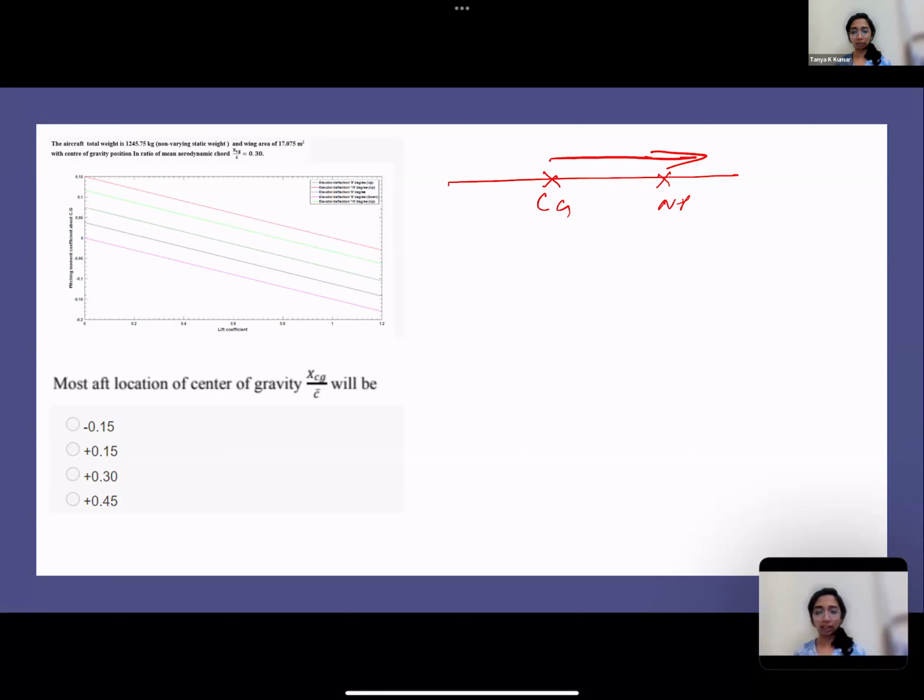So the most aft location that the CG can travel to is the neutral point. So it is the same as the neutral point. So XCG aft is the same as XNP, which in the previous question we found to be 0.45. So it's 0.45. The most aft location the CG can go to is your neutral point. Okay.